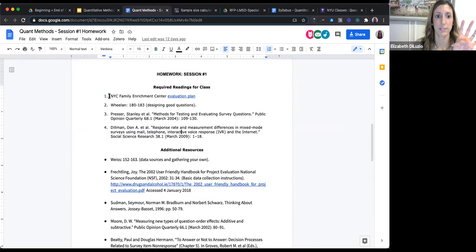So there's 4 pieces. Number 1 is New York City's Family Enrichment Center's evaluation plan. This is a plan for an evaluation, not an actual evaluation report. We'll be referring to that the way that we did with Lower Merion today. There's Whelan, and I will tell you what chapter that is. I just need to go find it. Then the last 2 are articles. Those you'll find in the NYU library. If you're not sure how to search for that, I'll record something and email you when it's up on NYU Classes, in the resources section.